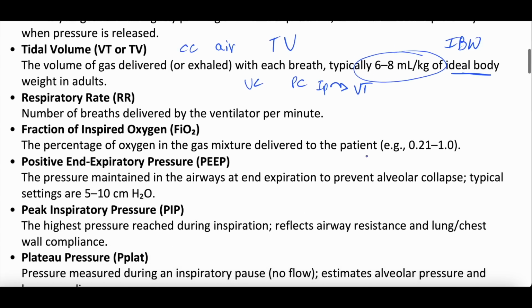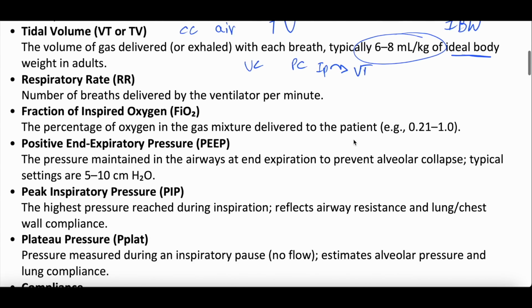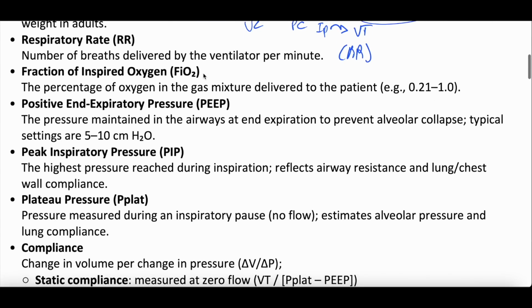The respiratory rate, this is the number of breaths delivered by the ventilator per minute. We set this. This is the respiratory rate. It's breaths per minute. Fraction of inspired oxygen, also known as the FiO2. This is the percent of oxygen in the gas mixture that's being delivered to the patient.